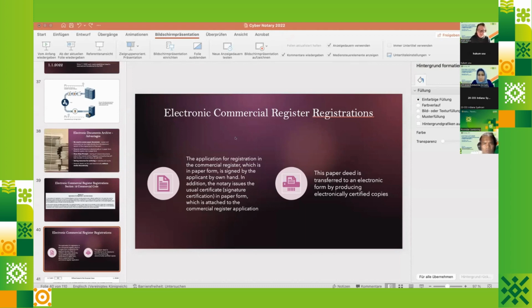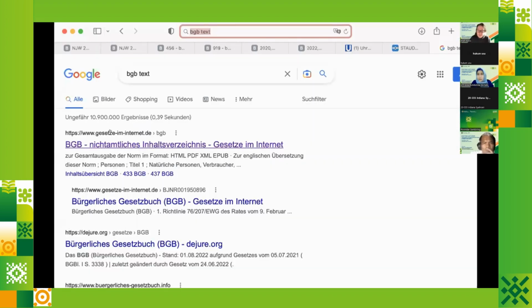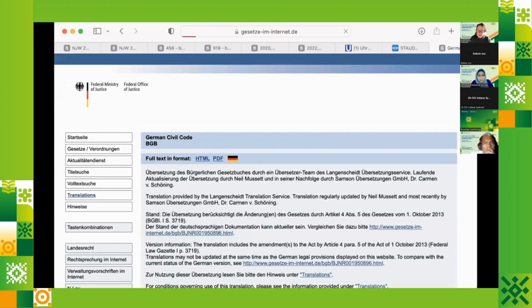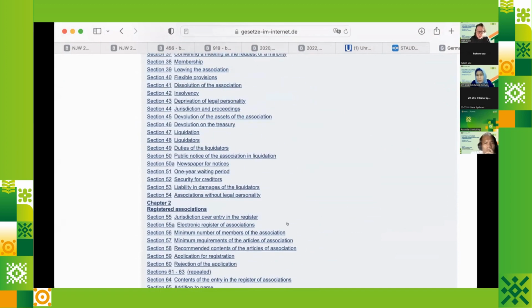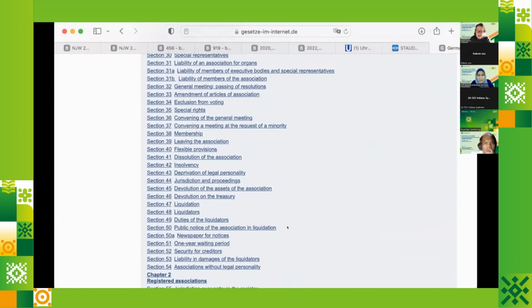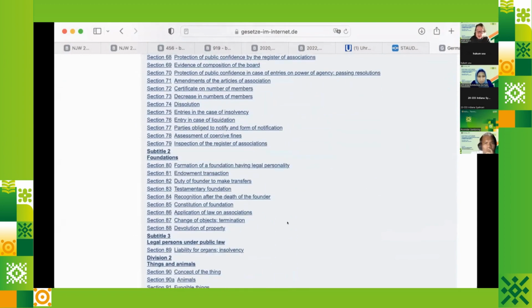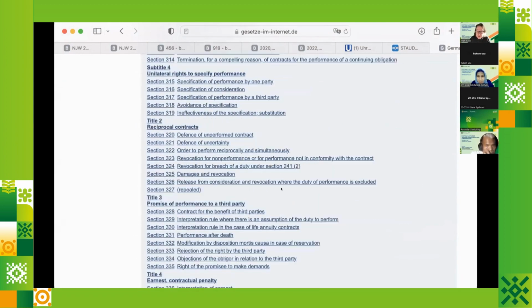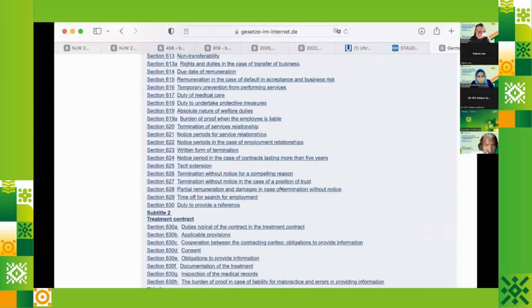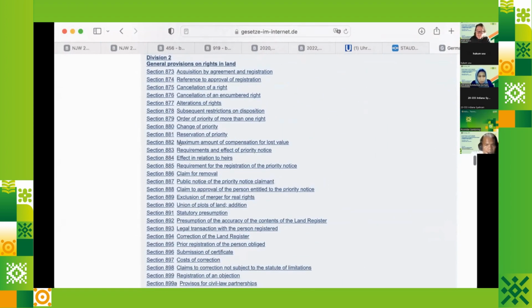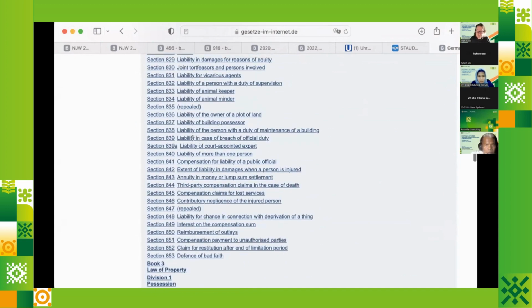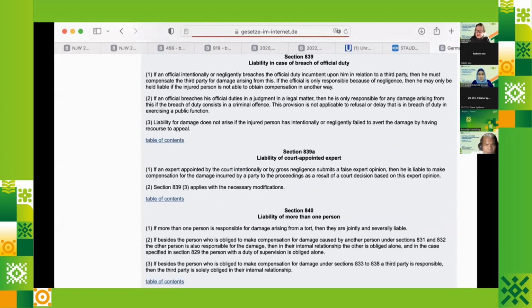Actually, that is the good thing, we have the time for that. Okay. Here we have the English version, and here we have section 839, liability for breach of official duty. If an official intentionally or negligently breaches the official duty incumbent upon him in relation to a third party, then he must compensate the third party for damage arising from this.